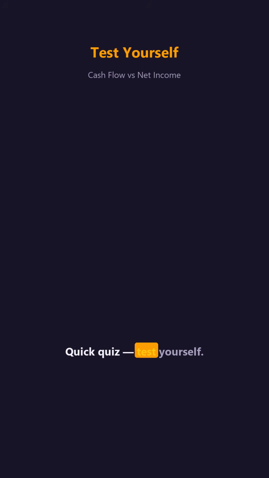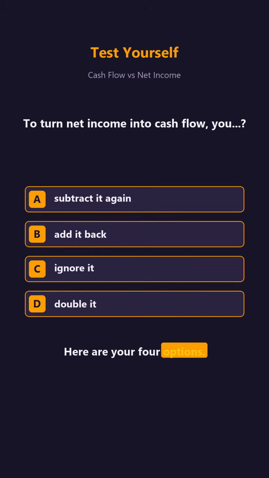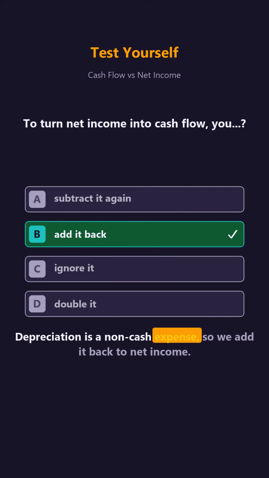Quick quiz, test yourself. To convert net income into operating cash flow, what do you do with depreciation? Here are your 4 options. Pause the video and solve it now. The correct answer is B, add it back. Depreciation is a non-cash expense, so we add it back to net income.